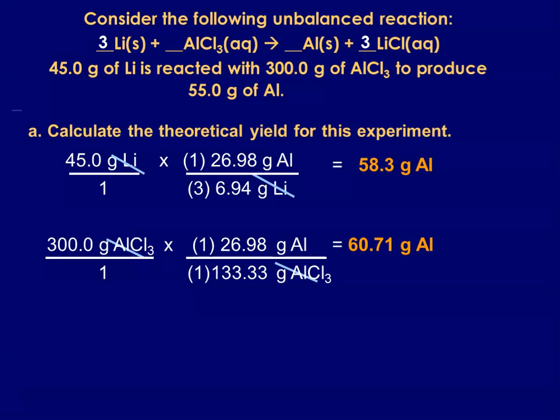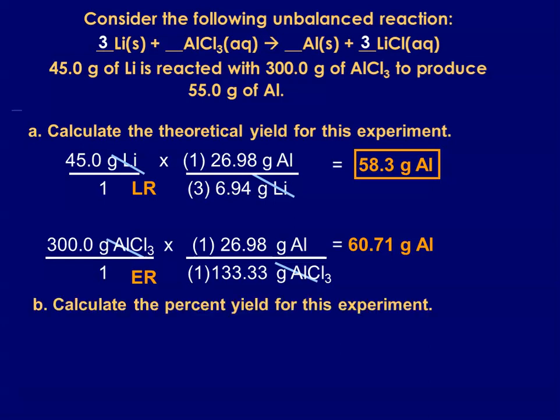So my theoretical yield is determined by my limiting reactant, the one that can make the smaller amount of product, which would be Li in this case. So 58.3 grams of aluminum is the maximum amount of aluminum I can make from mixing these two reactants with one another. If I want to calculate the percent yield, I need to have an actual yield and I need to have a theoretical yield.